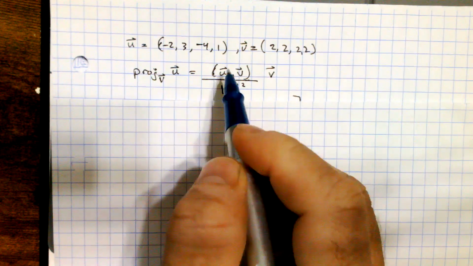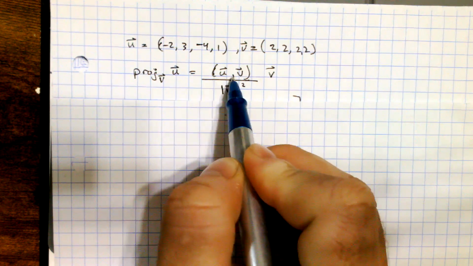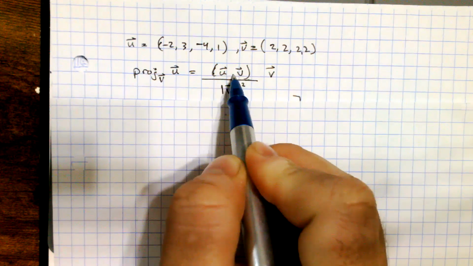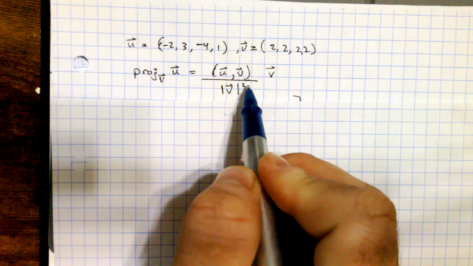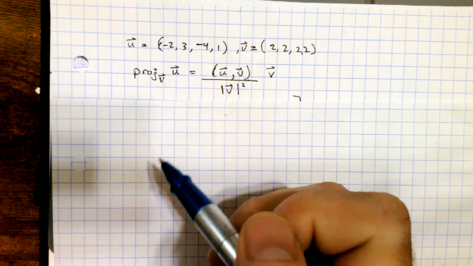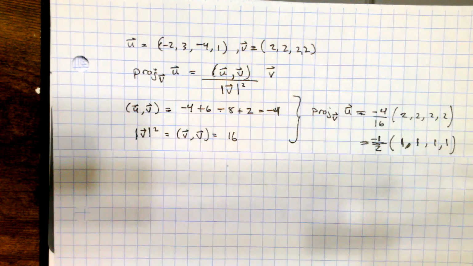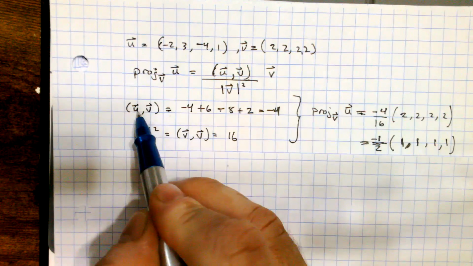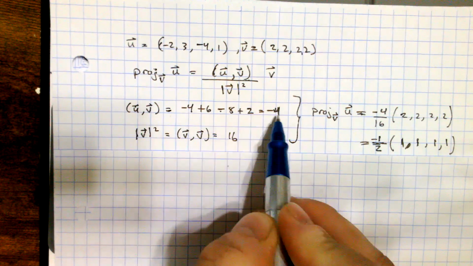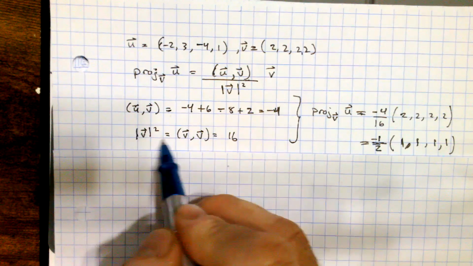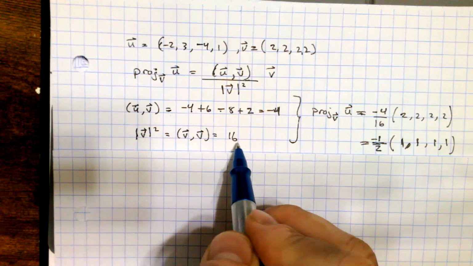Okay, so the projection would be the inner product of u and v, divided by the norm of v squared, times v. That's the projection of u onto v. To compute each of those components, the inner product of u and v gives me -4 plus 6 minus 8 plus 2, which is equal to -4. And the inner product of v with itself gives us 16.